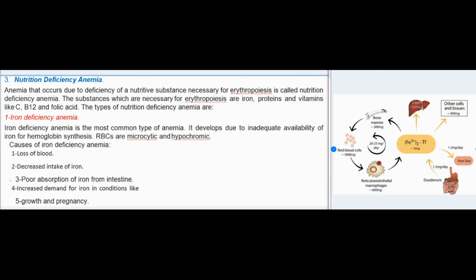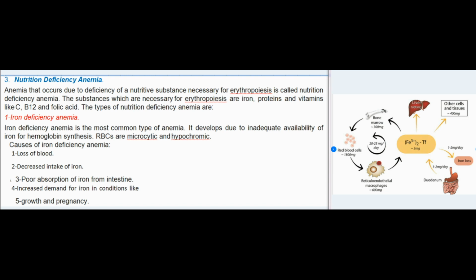Nutrition deficiency anemia. Anemia that occurs due to deficiency of a nutritive substance necessary for erythropoiesis is called nutrition deficiency anemia. The substances which are necessary for erythropoiesis are iron, proteins, and vitamins like C, B12 and folic acid. The types of nutrition deficiency anemia are, iron deficiency anemia. Iron deficiency anemia is the most common type of anemia. It develops due to inadequate availability of iron for hemoglobin synthesis.